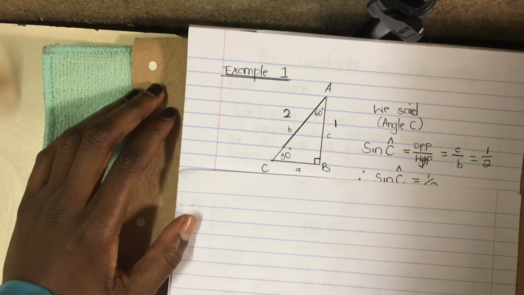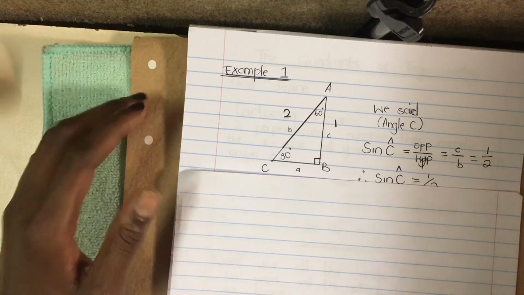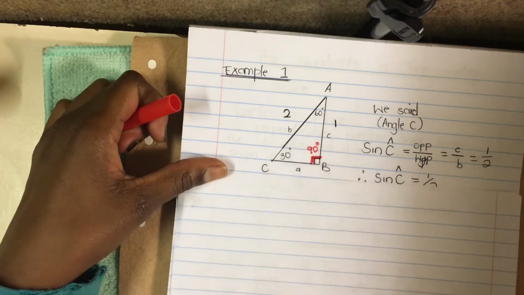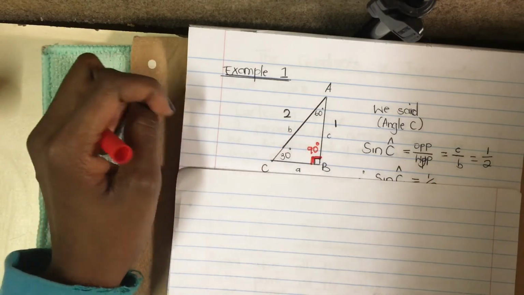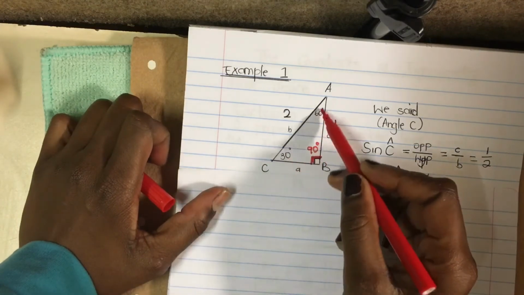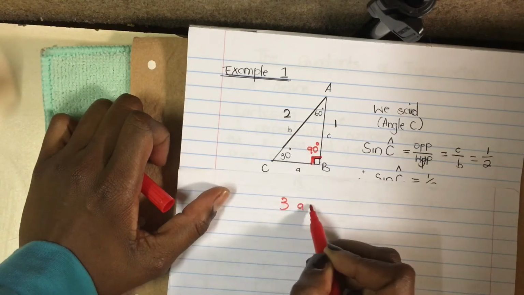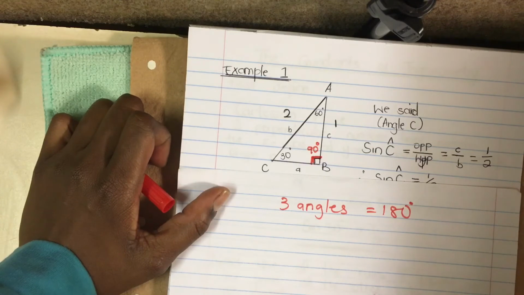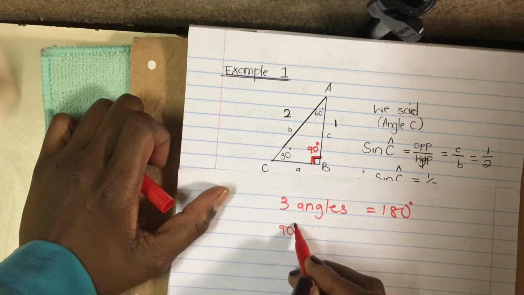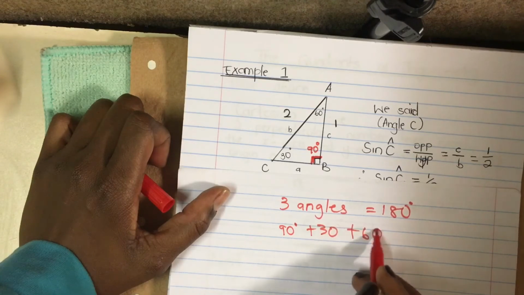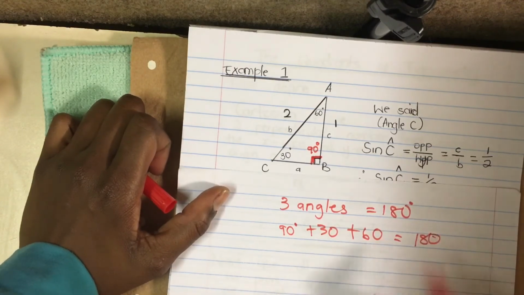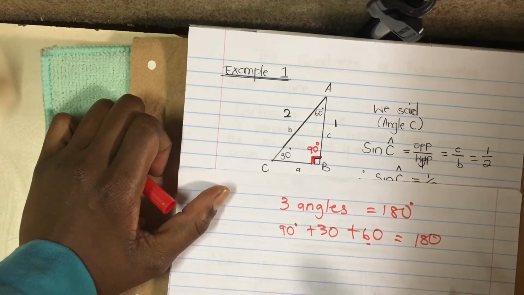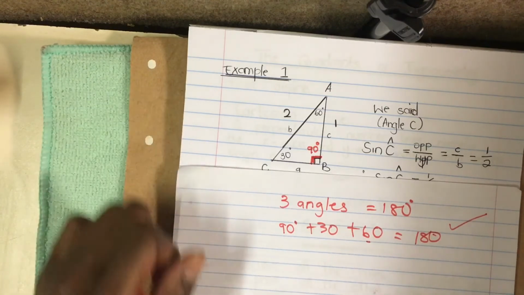So let's take an example. Here we have a right angle triangle because we have angle B being 90 degrees. In order for this to be a right angle triangle, all these 3 angles must give you 180 degrees. So let's see: 90 plus 30 plus 60. Definitely this will give us 180, because 90 plus 90 is 180. So already this one is good.